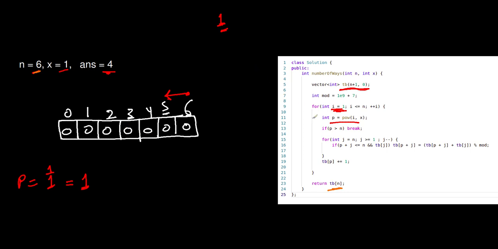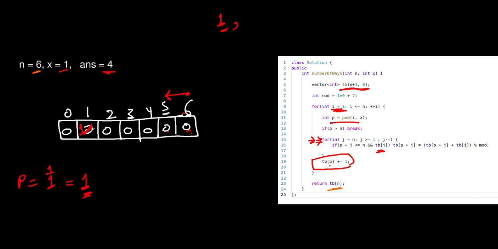Now let's return back to this for loop. So we iterate over all the values from 6 to 1, and the value should be greater than 0. So this is 0, this is 0, 0, 0, 0, 0. So for i equal 1, all of them are 0, and here we add tb of p plus equal 1, so tb of 1 we add 1, and we are done with i equal 1.